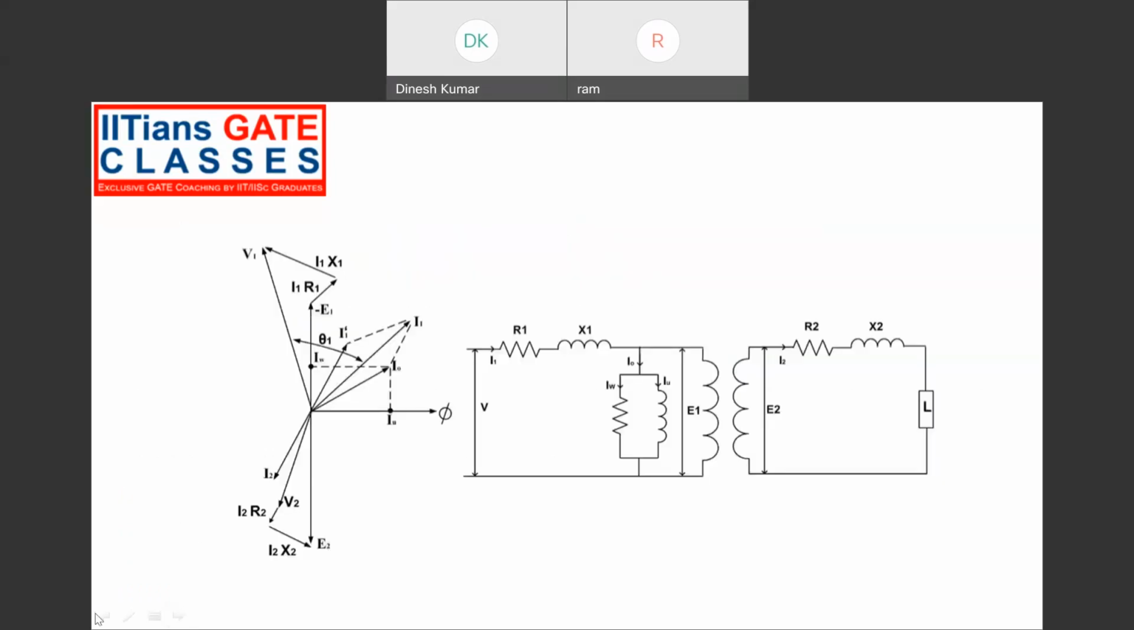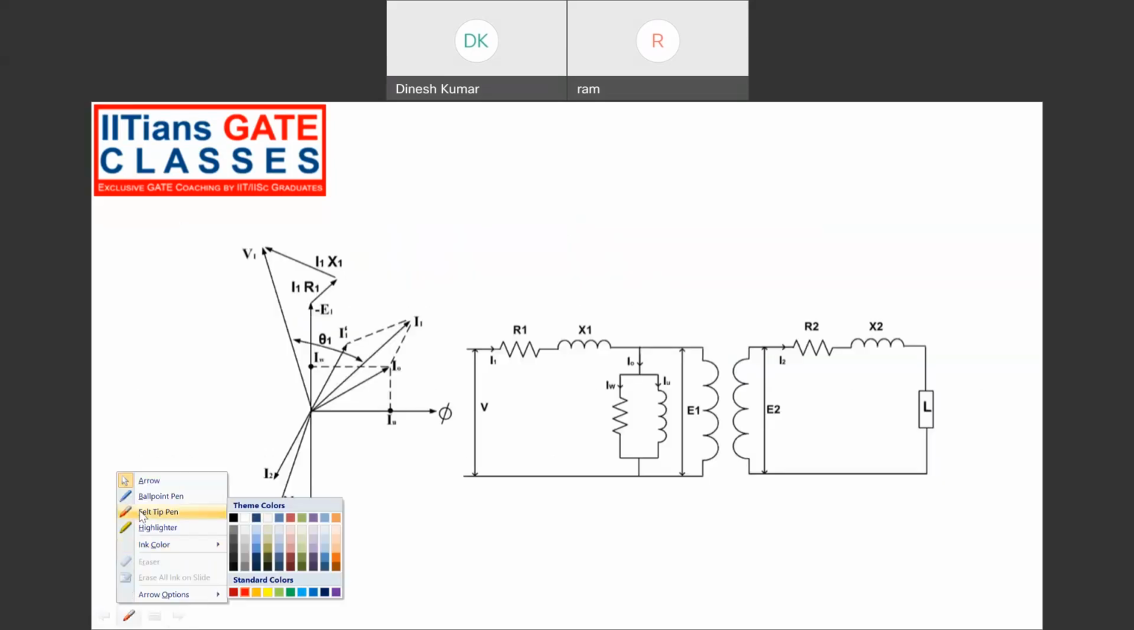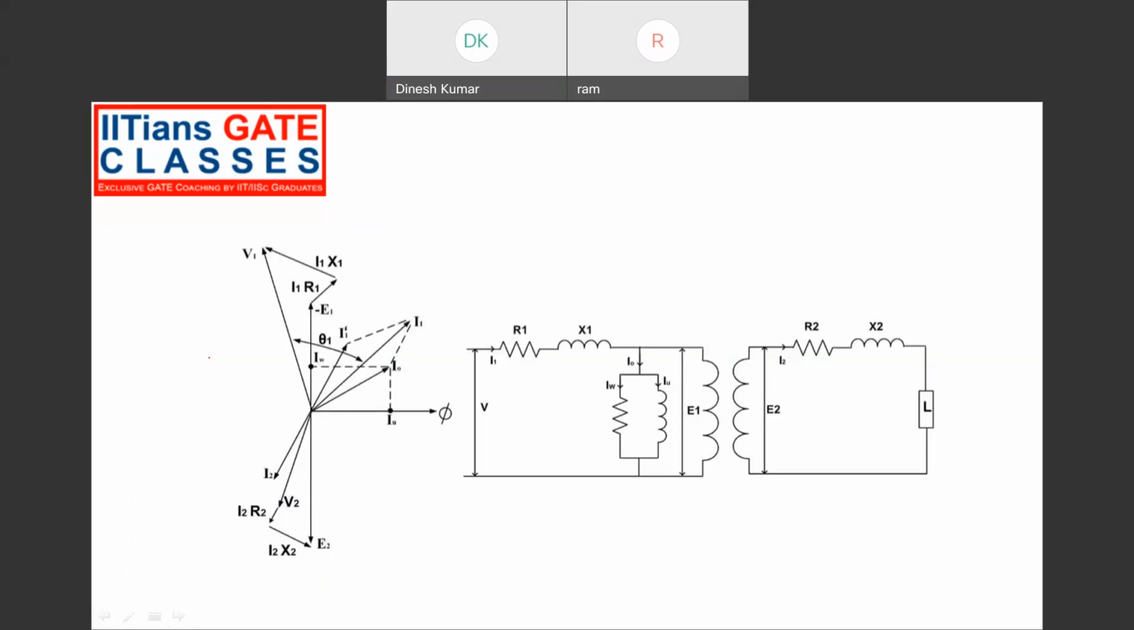So on transformer no load condition, we have V1 here. That is for the ideal transformer, but for a practical transformer, we will be having the core loss component IW and the magnetizing component. The summation of these two gives us the no load current.